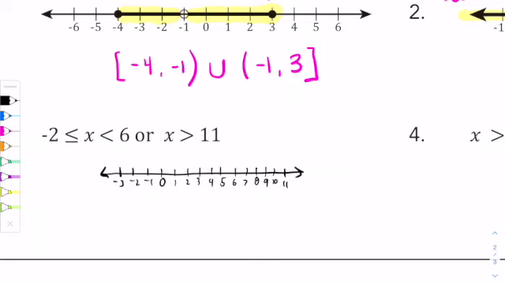So my first inequality shows that it's between -2 and 6. -2 has a solid circle. 6 is going to receive an open circle, and the line goes in between them. So the line represents all values of x. So x is the set of numbers. It can include -2, but it cannot include 6.